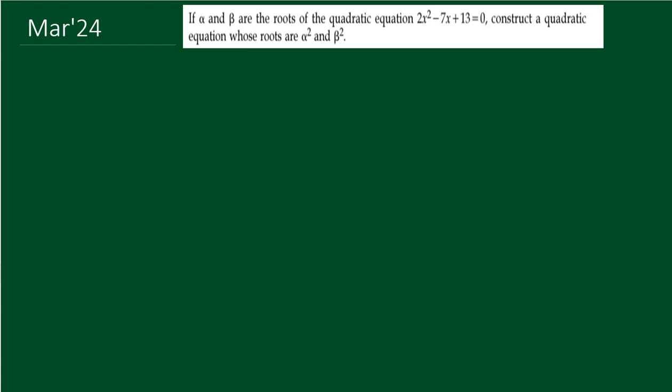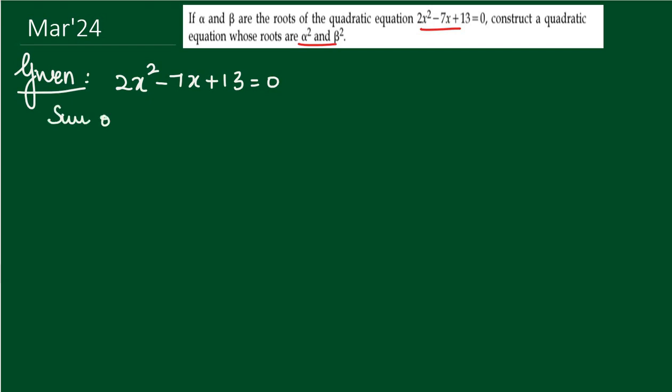The next question, alpha, beta are the roots of the given equation. Construct an equation whose roots are alpha square and beta square. So first let us write the given equation, that is 2x squared minus 7x plus 13 is equal to 0. The roots of the given equation, we know the sum of the roots. Let us find what is the sum of the roots if the roots are alpha and beta.